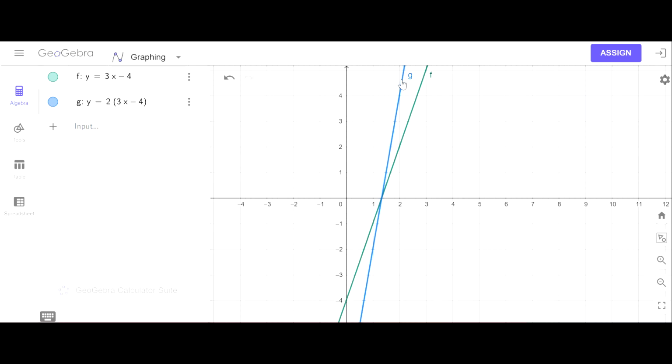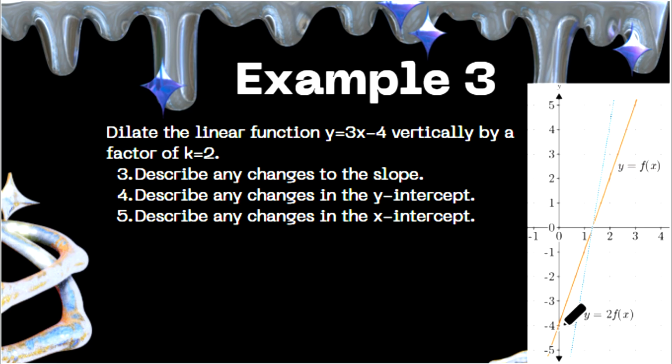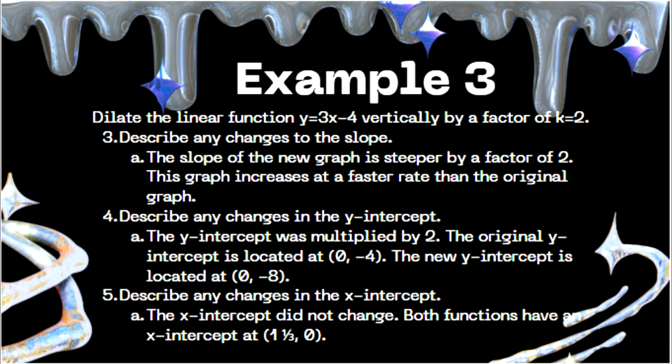All right? So describe any changes to the slope. We talked about this. When it got dilated, the slope became steeper. Describe any changes in the y-intercept. So before the y-intercept was at -4, now the y-intercept is going to be lower. You can see that. And describe any changes in the x-intercept. It stayed exactly the same. You can see that right there. Okay. You could figure out what the new y-intercept is because we know that our rate of change is 2. So if our first one was at -4, you just take -4, multiply it by 2, and your new y-intercept is going to be -8.